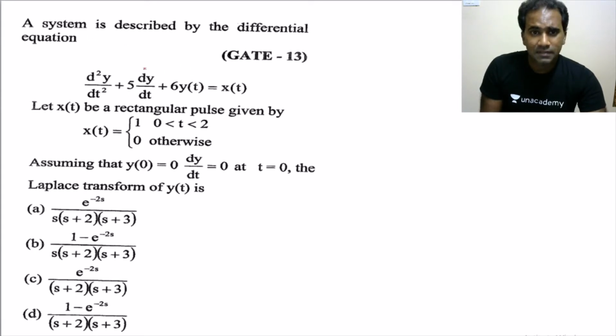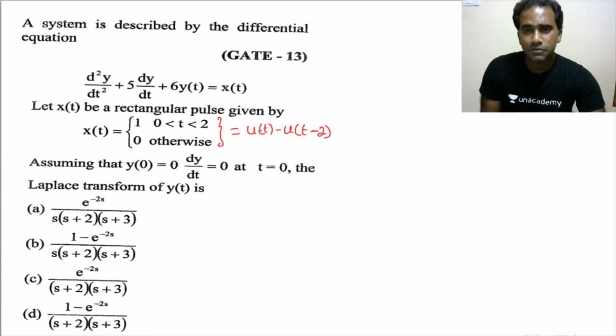So in this case, they have given a differential equation, and they're giving the input to the system. If you observe the input to the system, it is a constant signal from 0 to 2, which can also be expressed as u of t minus u of t minus 2. Expressing it in terms of u of t is more comfortable for us because we can find the Fourier transform or Laplace transform easily when the signal is in terms of step signals, right?